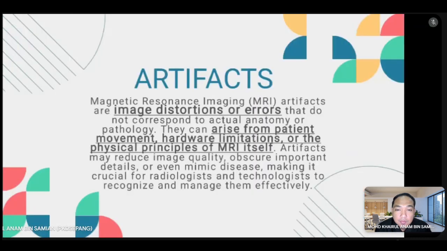Introduction. MRI artifacts are image distortions or errors that do not correspond to actual anatomy or pathology. They can arise from patient movement, hardware limitations, or the physical principles of MRI itself. Artifacts may reduce image quality, obscure important details, or even mimic disease, making it crucial for radiologists and technologists to recognize and manage them effectively.